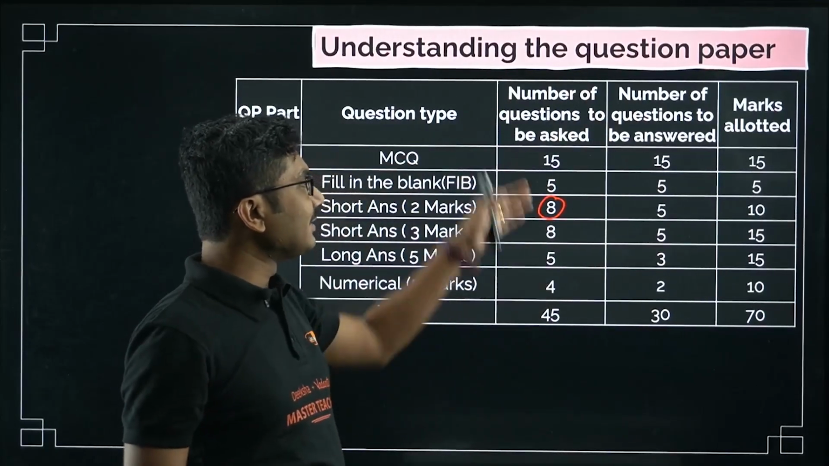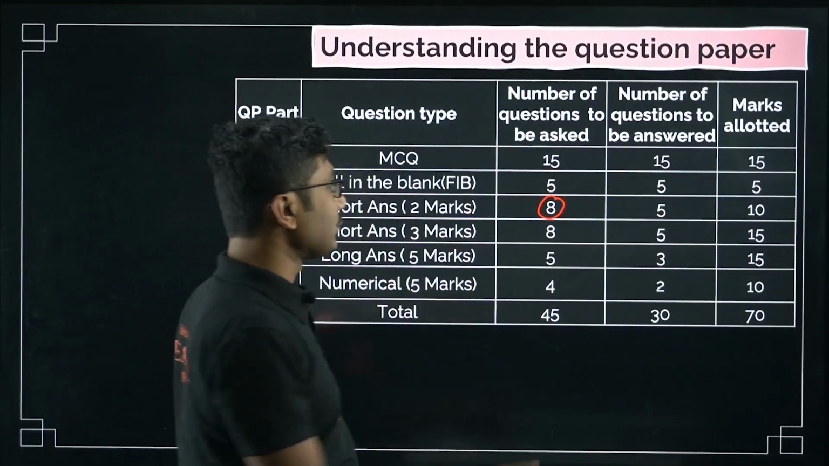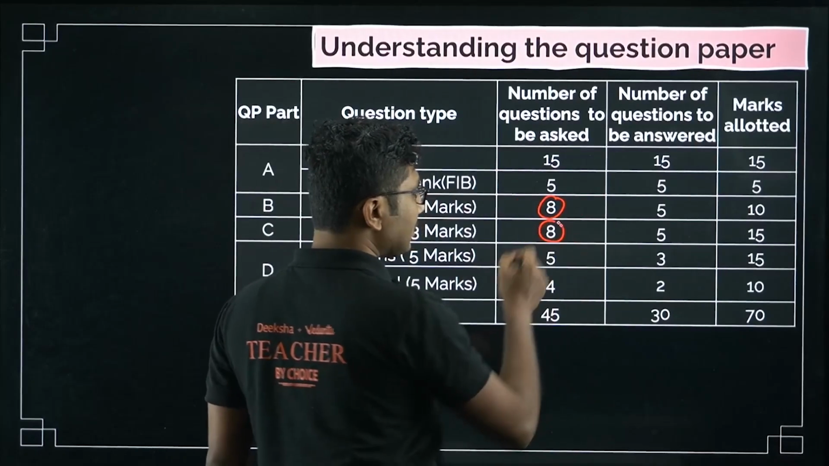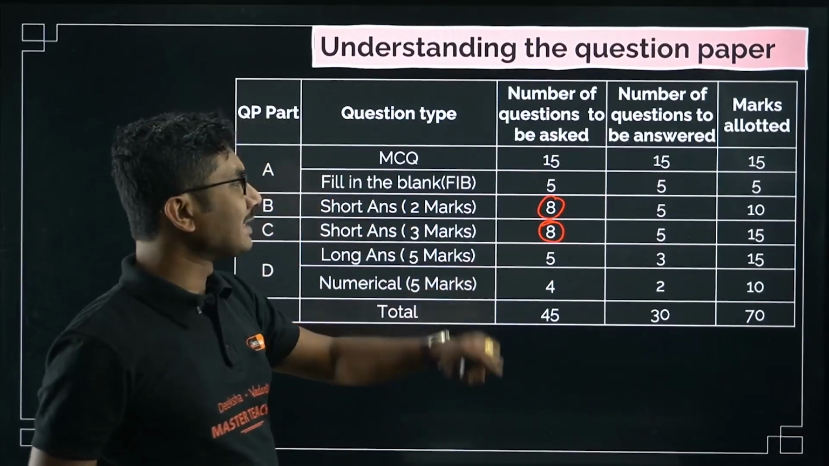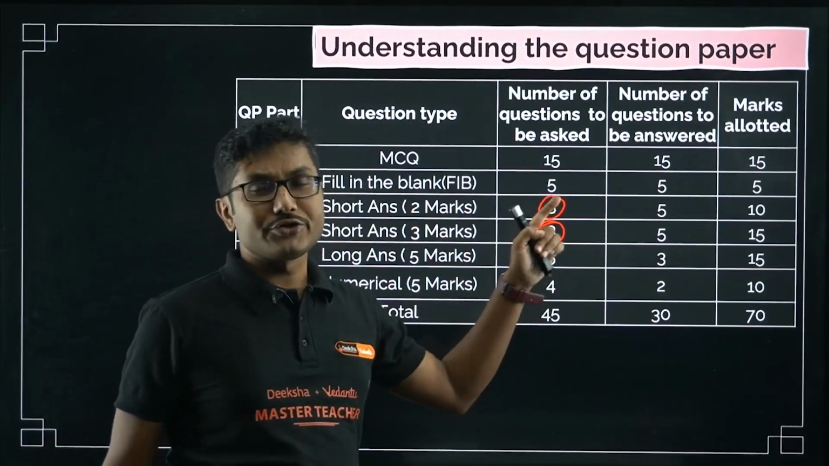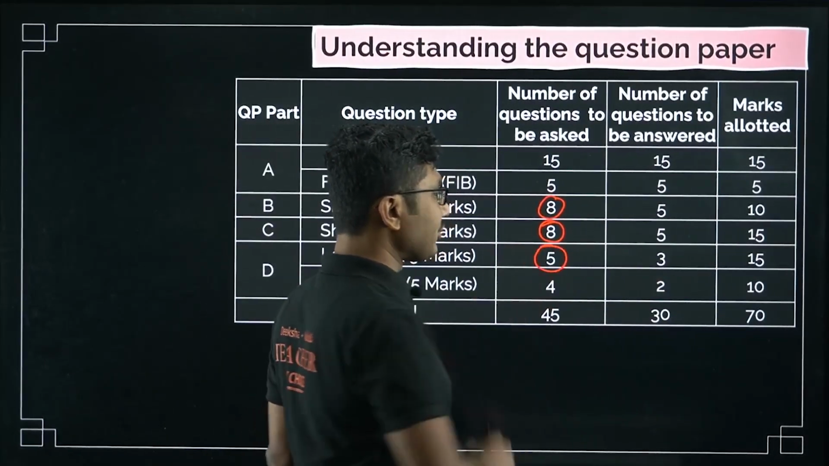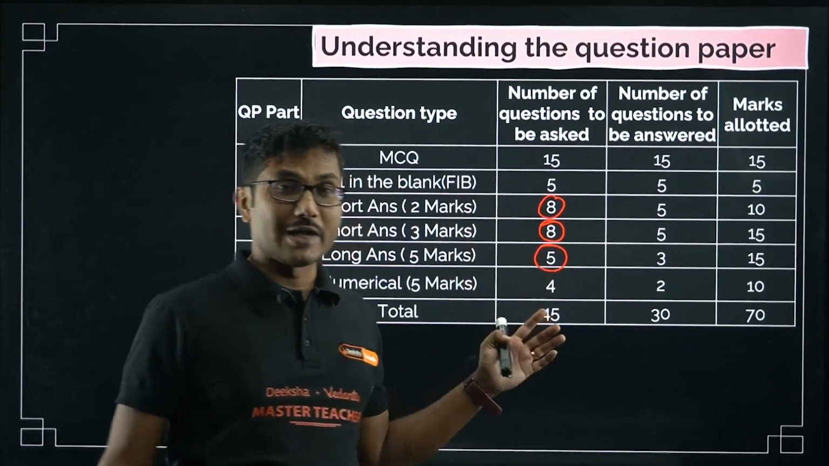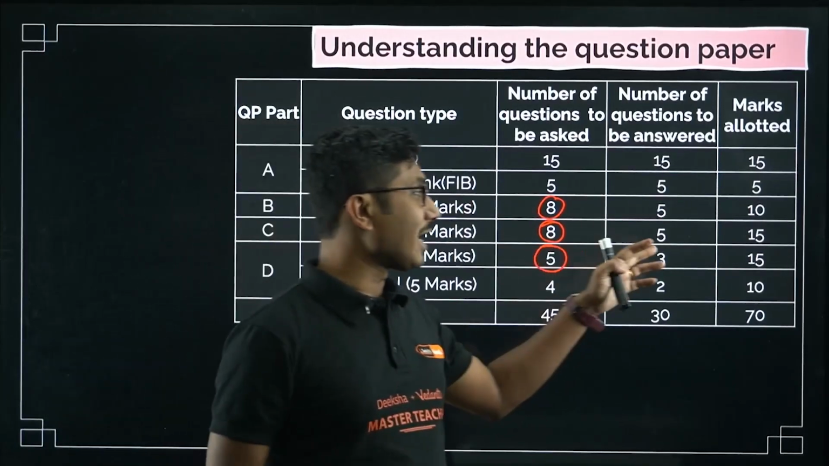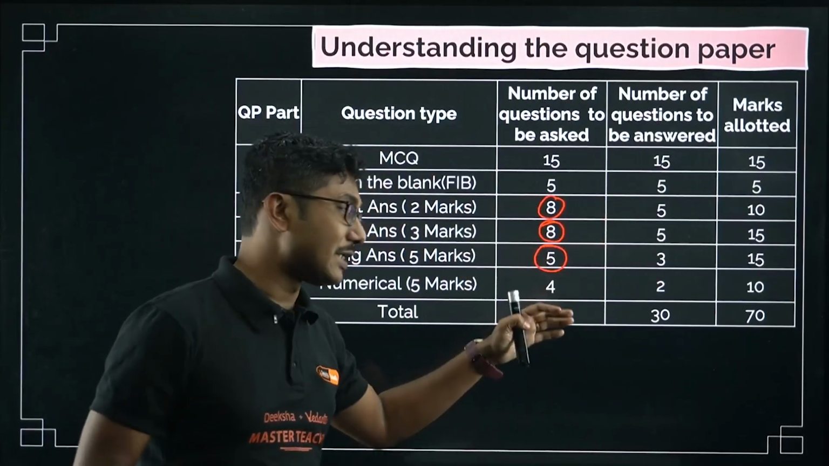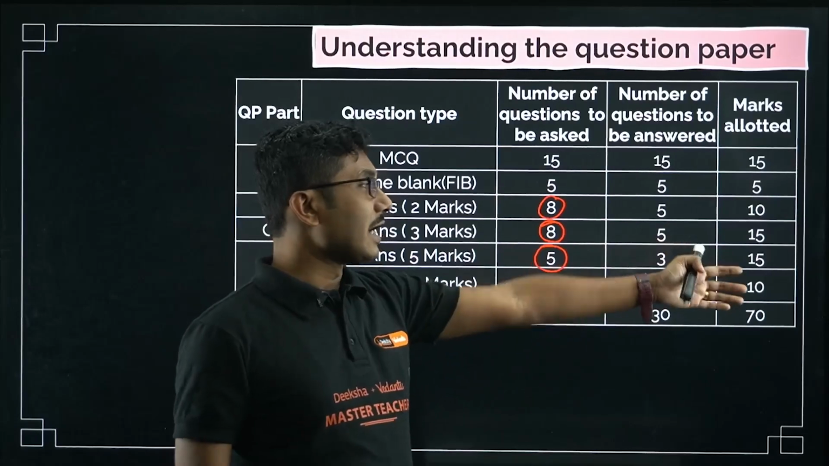There are changes in this column. Few questions are reduced, so this is reduced, this is also reduced. In long answer type, out of 5 questions you have to write 3 questions. Previously it used to be 6 questions, now it is reduced to 5 questions. So out of 5 you have to write 3 derivation based, long answer type questions, that is 15 marks again.